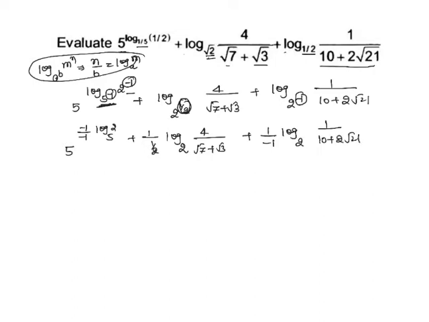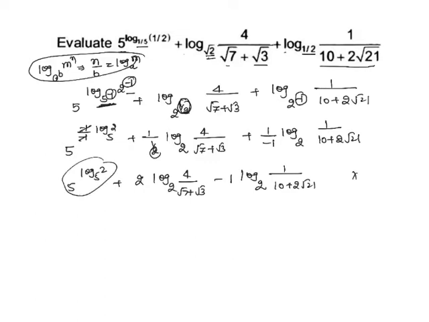Clear this one? Now minus 1 getting cancelled. 5 log 5 base 2 plus this 2 will come in the numerator. So this will come 2 log 4 divided by root 7 plus root 3 base 2, plus minus 1 will come log 1 divided by 10 plus 2 root 21 base 2. Clear this one? Now here one more property.